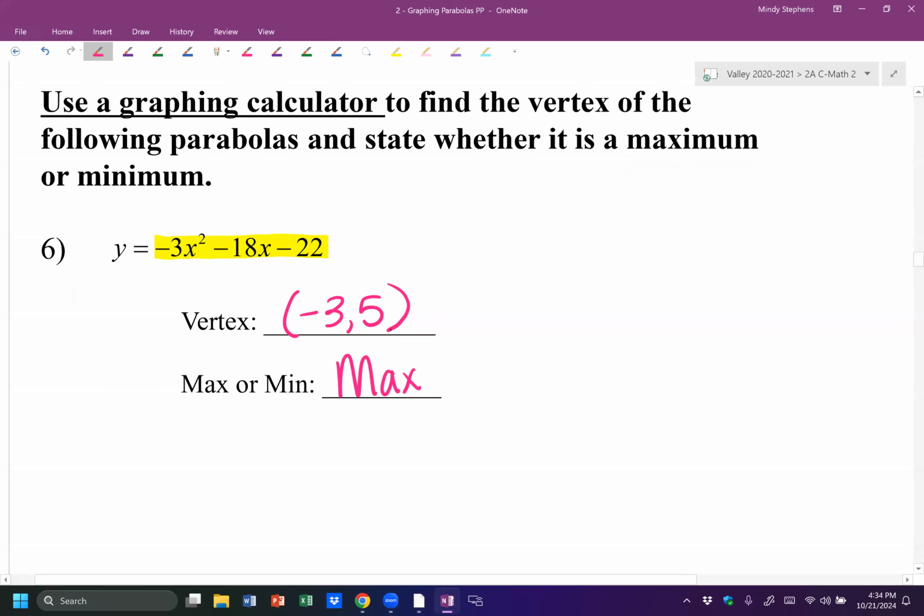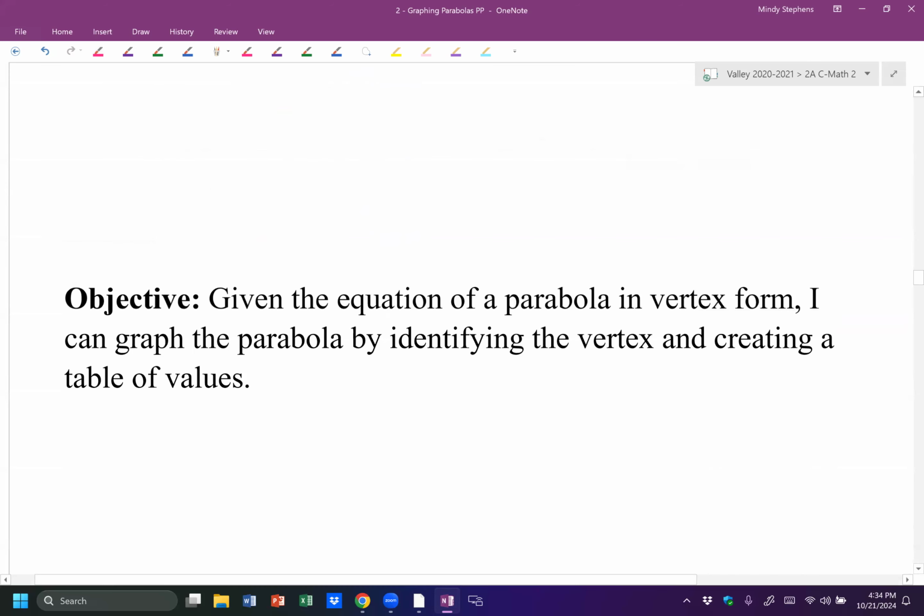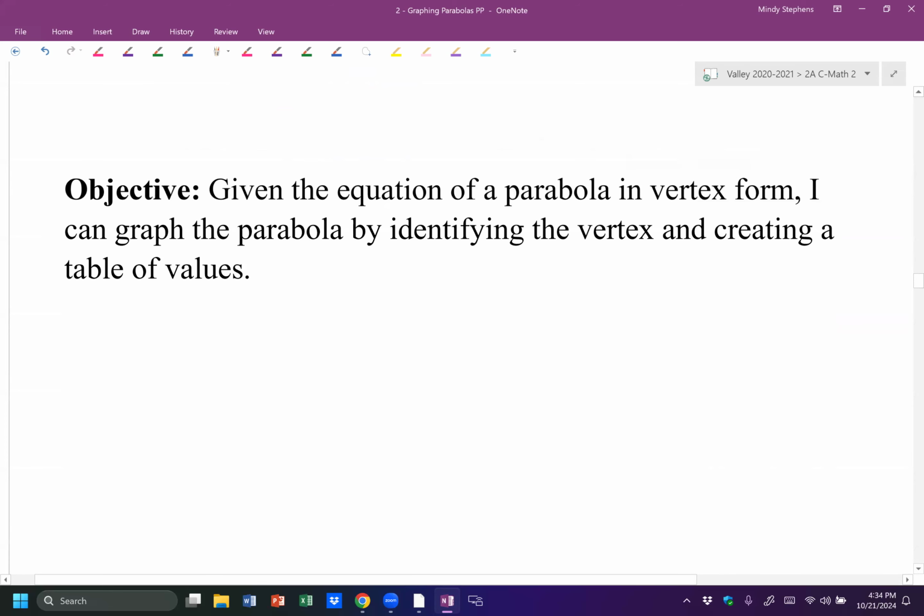Okay, so that is graphing or finding the vertex using the graphing function on your calculator. The next thing we're going to do is we're going to be given the equation of a parabola in vertex form, and you're going to graph it by hand. You can still use your calculator to do math. We're just not going to use the calculator for the graphing part of it. We're not going to use the graph button on these next ones. We're going to graph it by hand. We'll use our calculator to help us do adding and subtracting and multiplying, but we're not going to use the calculator to actually graph it.